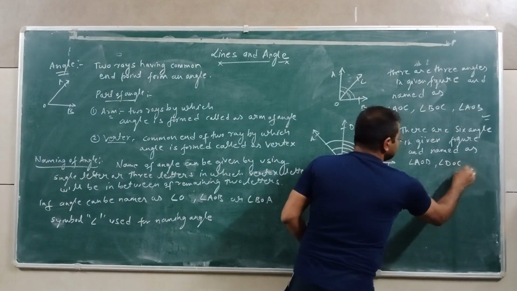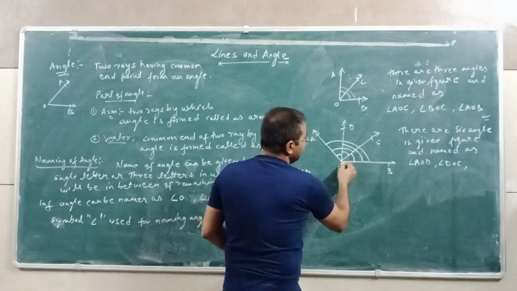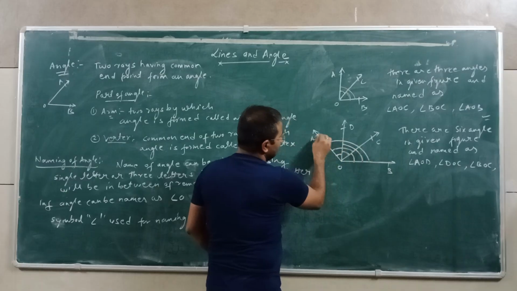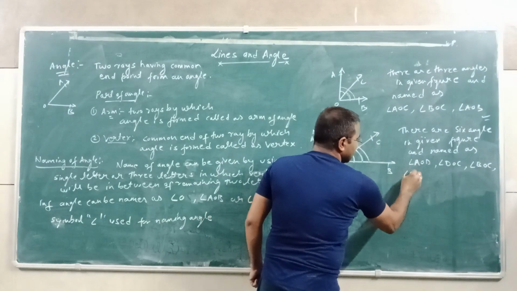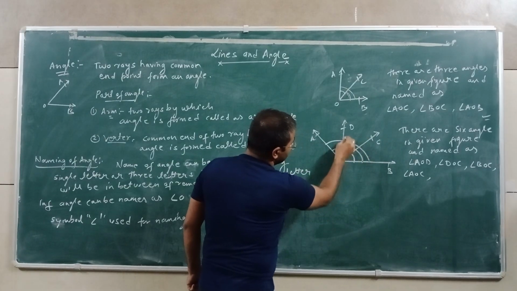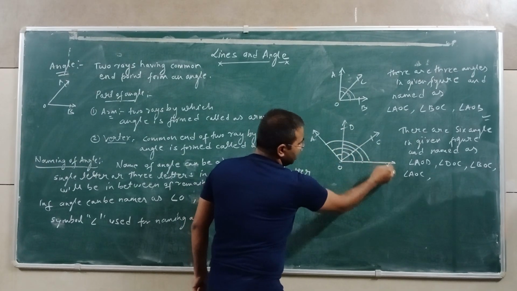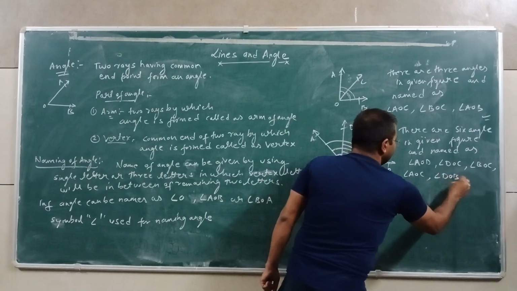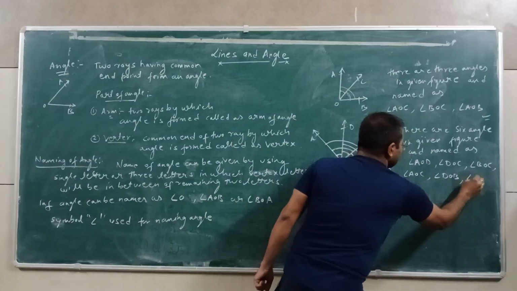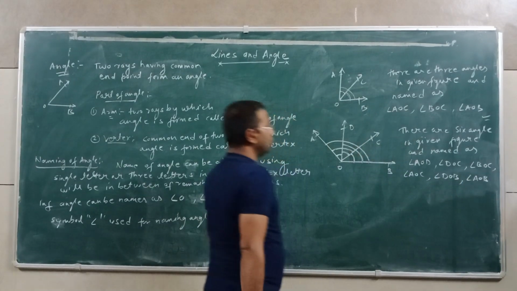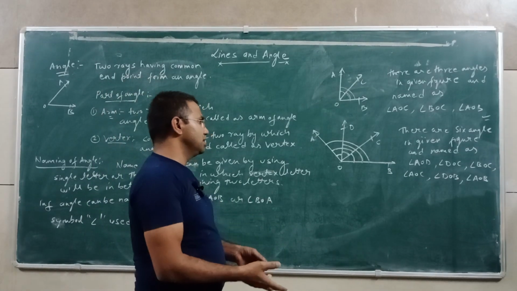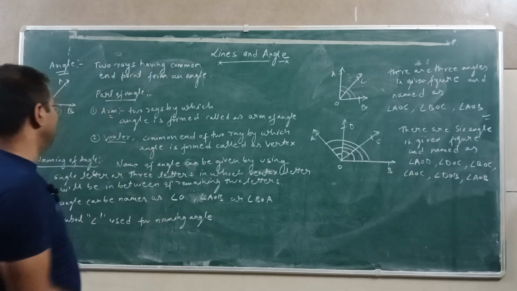Angle DOC. Now see this angle BOC, angle BOC. Now see this angle AOC, angle AOC. Now see this angle from here to here, DOB, angle DOB. Now see the whole angle AOB, angle AOB. See here how you will write the name of an angle and how you will tell how many angles are there in a particular figure.